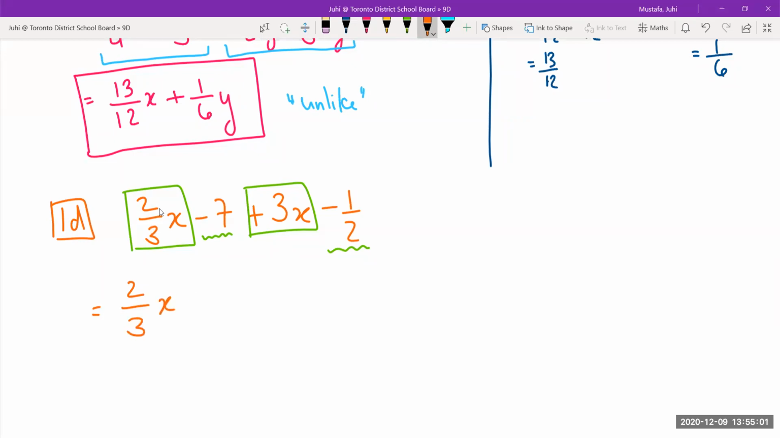And like I said, if you guys want, while you're collecting like terms, feel free to cross out the term that you've used. Usually when it's few terms like this, it's not that hard, but if I give you something with a lot of terms, you may have to do that. Plus 3x minus 7 minus a half.